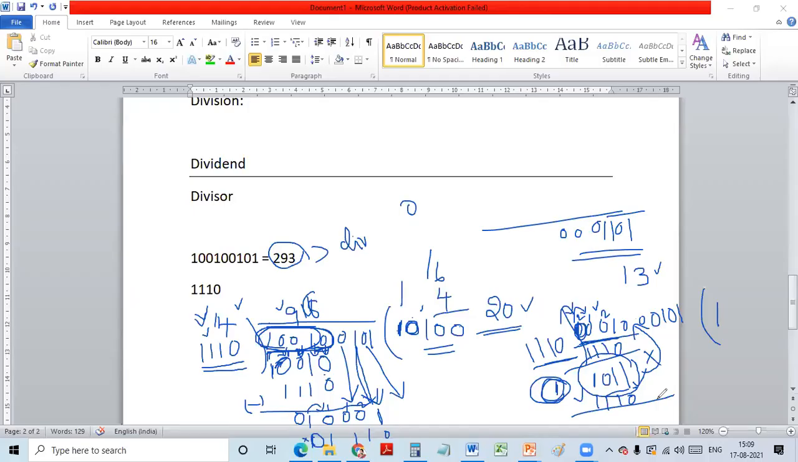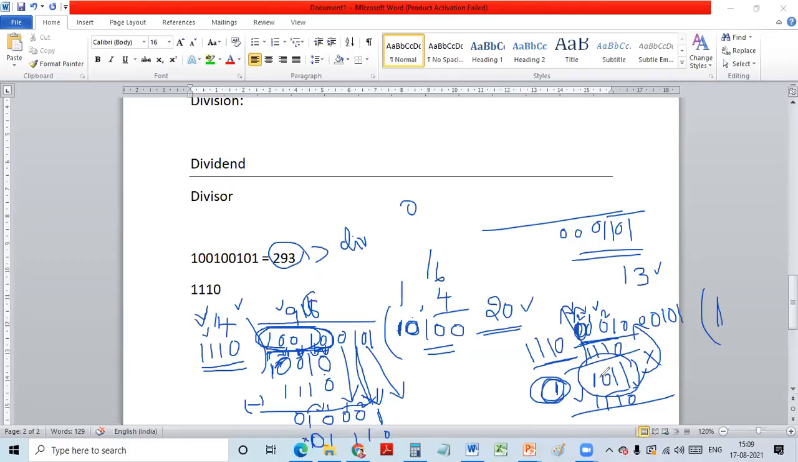Hence this algorithm is said to be the restoring division algorithm. There is even a non-restoring method that we'll see later. Right now we are seeing the restoring division algorithm. Every time, first the divisor will be subtracted from the dividend, and it will check whether the result is negative or positive.